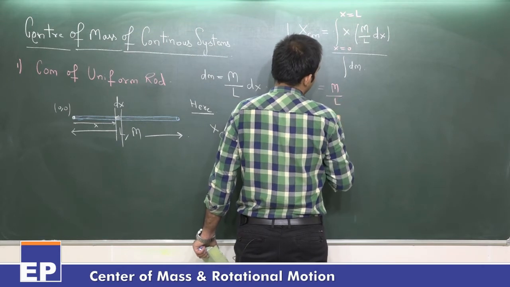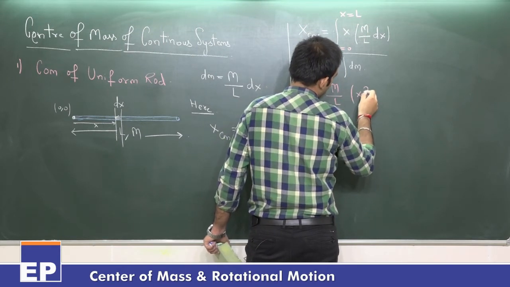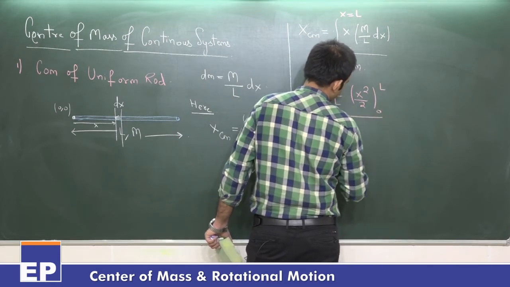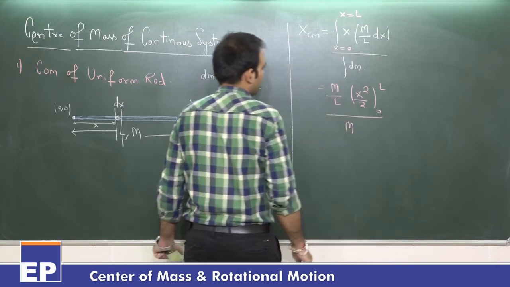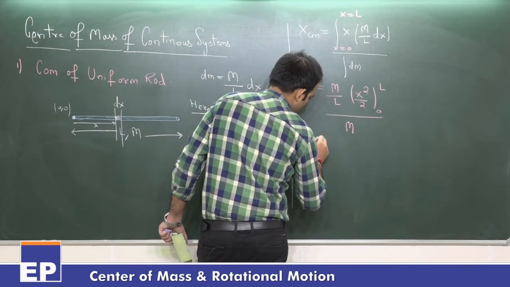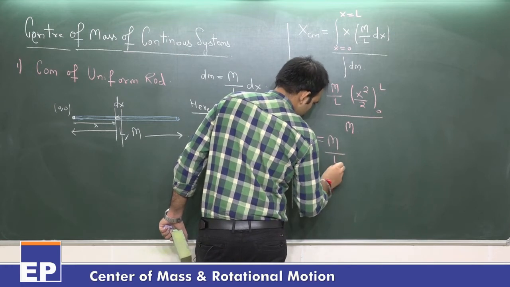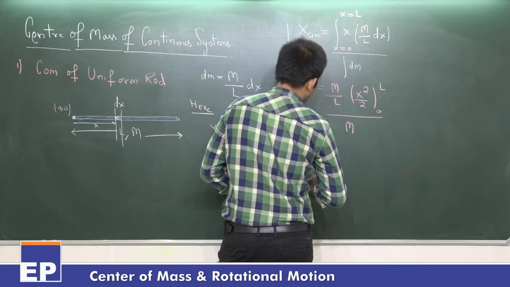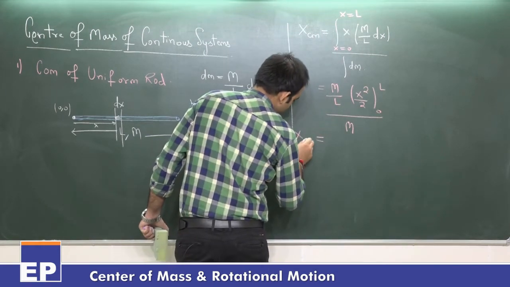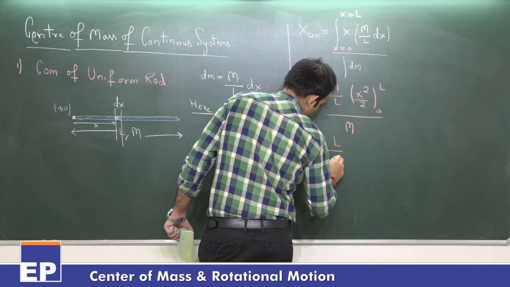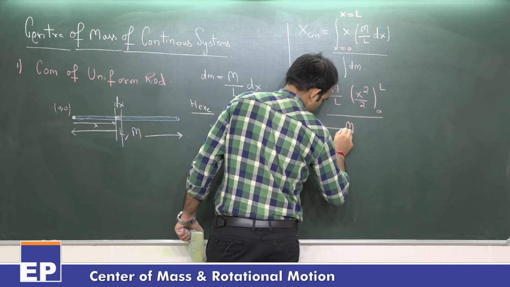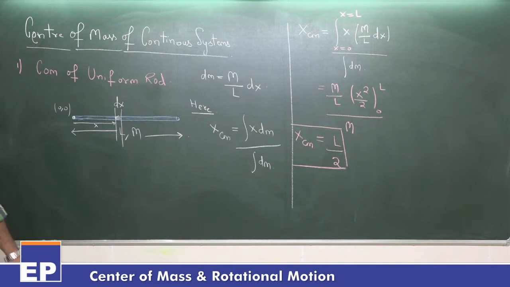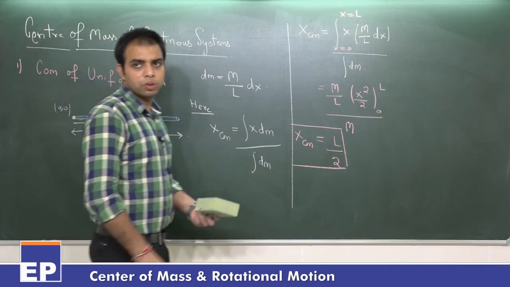M by L into x dx. Integration of dm is m. By putting limits, xcm will come out to be L by 2. Will come out to be L by 2, right?